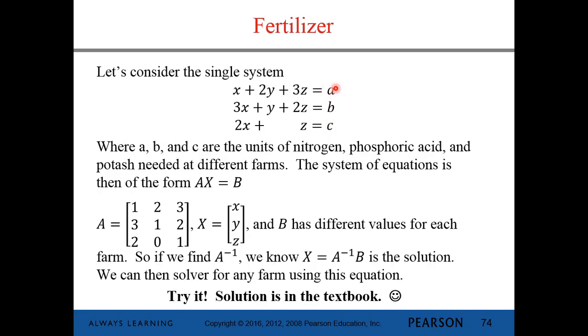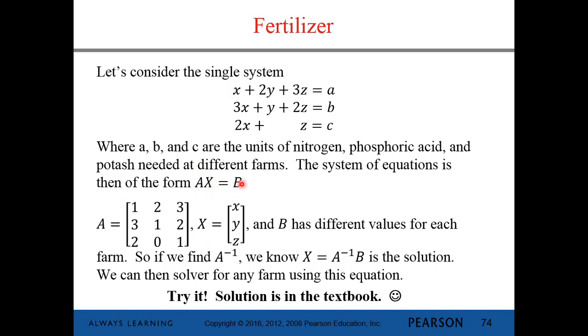Okay, so what we would do is fill these in. But let's hold off and not do that right now. Let's leave it in this form because, again, different farms are going to have different amounts that are needed. So what we're going to do is set up this system of equations as a matrix equation instead.